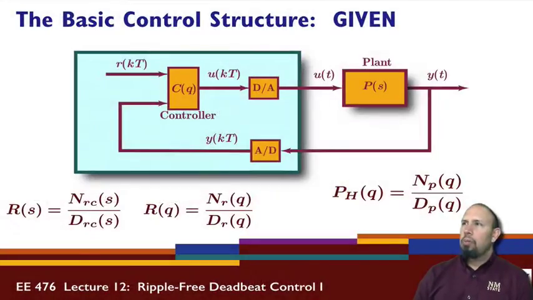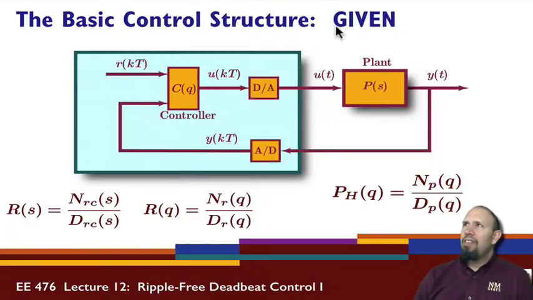So, here's our basic control structure that we're concerned about. We have our plant, we have our controller that we're looking at. The control output of the controller goes through the digital to analog converter. So all of this is in the computer. That exits the computer, goes into our system. The output of our system is sampled and goes through the analog to digital converter and into the controller.